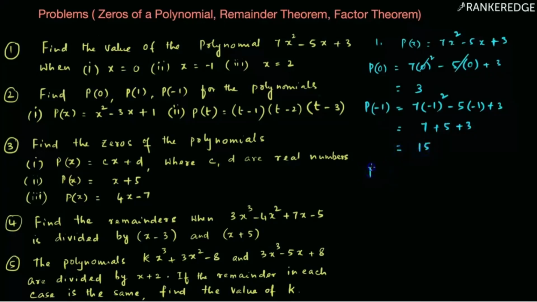Next one, I have to find the value of the polynomial when x is equal to 2, which I denote by p of 2. So that is 7 into 2 square minus 5 into 2 plus 3. That is equal to 28 minus 10 plus 3. That would be 18 plus 3, 21. Next one.